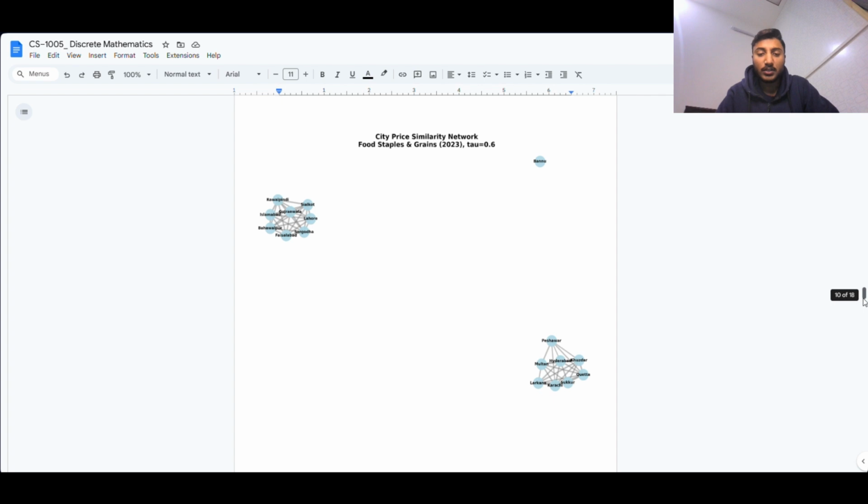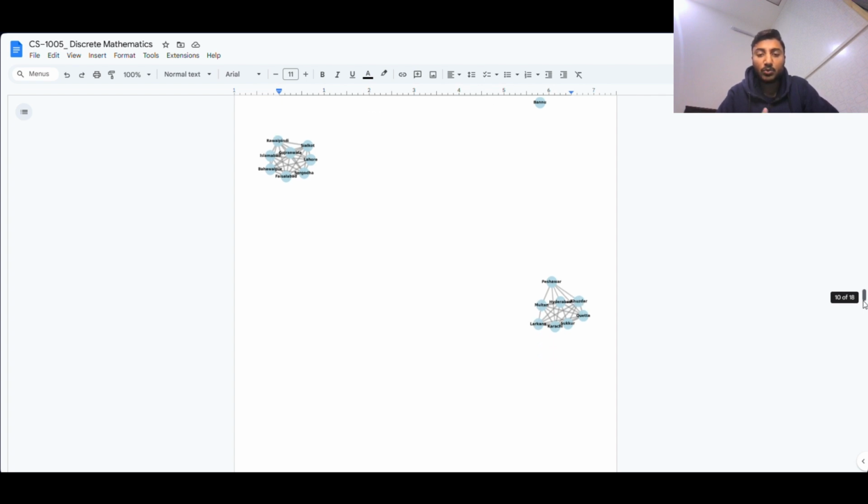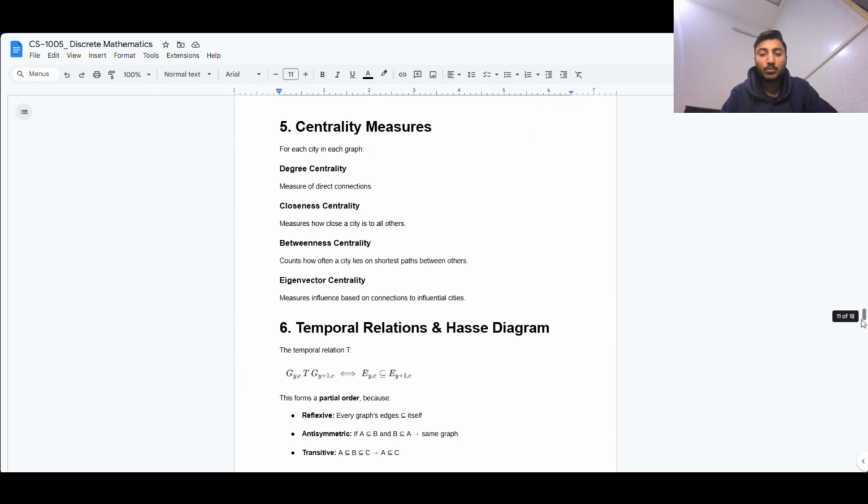Secondly, I'll discuss centrality measures. To understand which cities are most important in the network, we compute four centralities: degree centrality, how many similar price connections a city has; closeness, how easily it can reach other cities; betweenness, whether it serves as a bridge between groups; and eigenvector centrality, based on being connected to important cities.